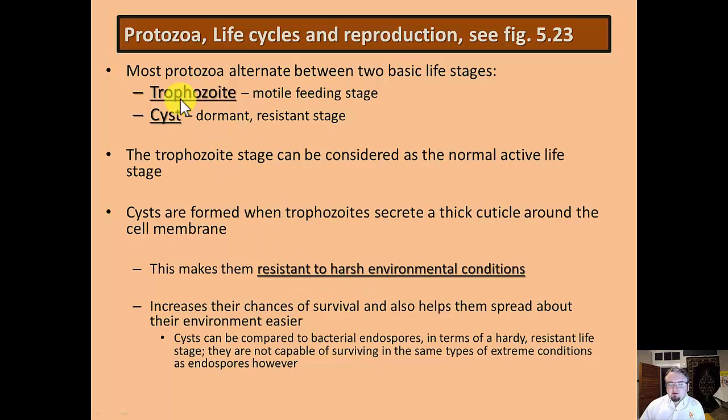Being able to form the cyst makes them able to resist harsh environmental conditions. Now, these are not as survivable as the endospores. Endospores are much more difficult to kill, but they're comparable in that it does help them survive certain unfavorable conditions like low water, low nutrients, high levels of heat, things like that. Cysts can really help them survive until the conditions become favorable again. It talks about that down here in this last paragraph.